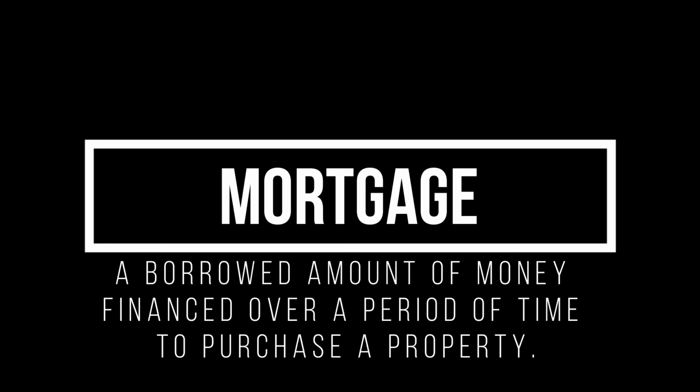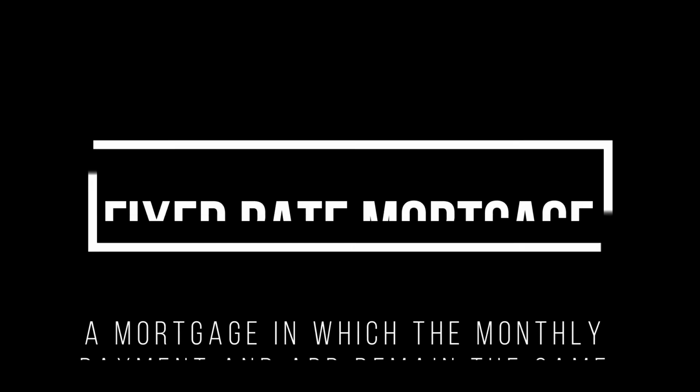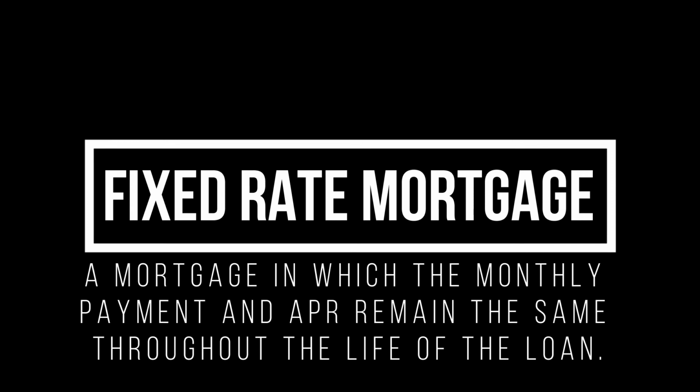All right, so the next vocabulary word is a fixed rate mortgage. This is a mortgage in which the monthly payment and the APR remain the same throughout the life of the loan. So you can get a 15-year fixed mortgage or a 30-year fixed mortgage, and the payment and APR will stay the same throughout the length of the loan, all either 360 payments on a 30-year or 180 payments on a 15-year mortgage will be exactly the same.